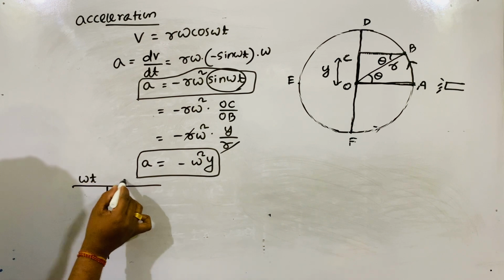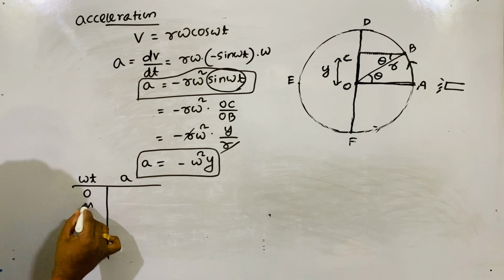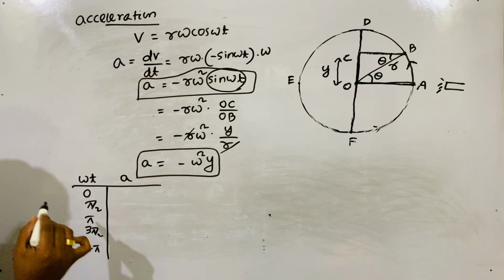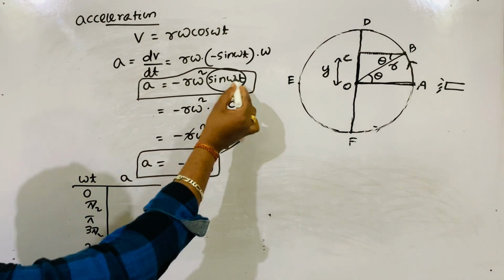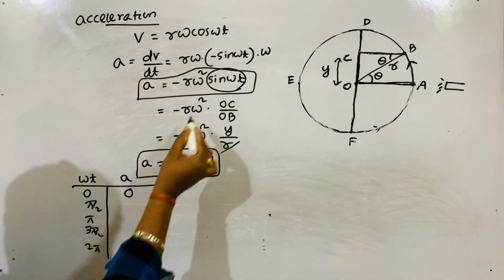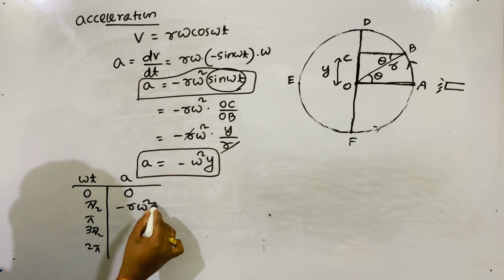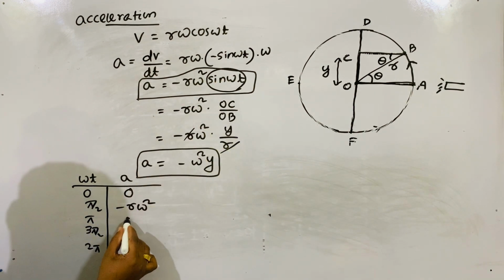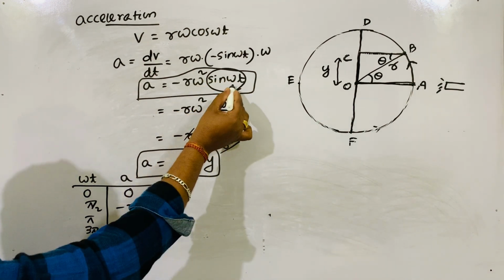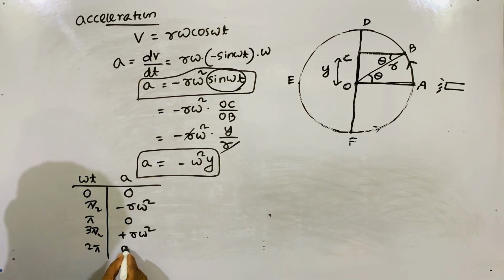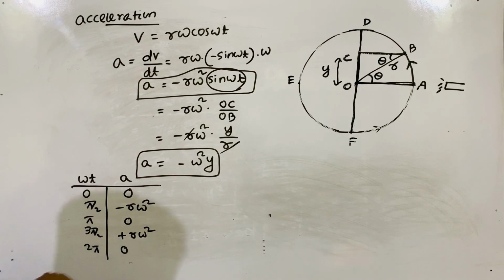Here omega t, here acceleration: 0, pi by 2, pi, 3 pi by 2, 2 pi. When omega t is 0, acceleration is 0. At omega t pi by 2, sine is 1, so it is minus r omega square. At pi, it is 0. At 3 pi by 2, it is minus 1, so plus r omega square. At 2 pi, it is 0.